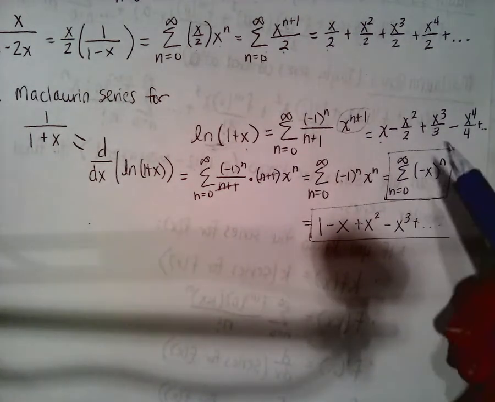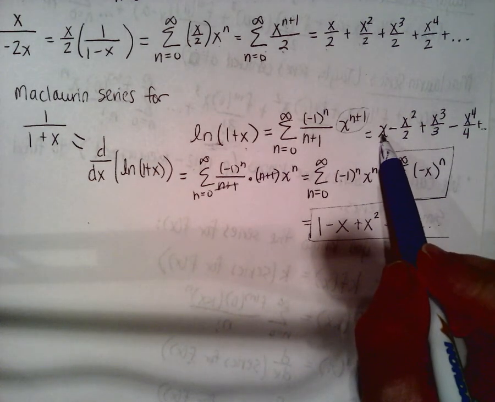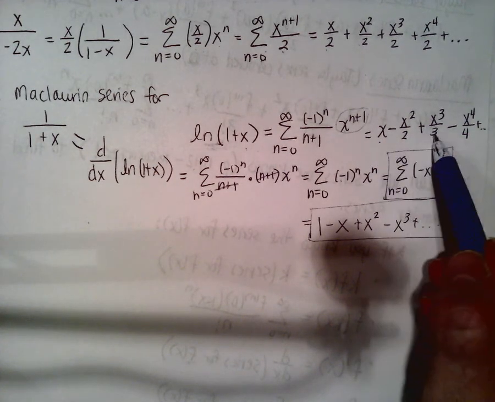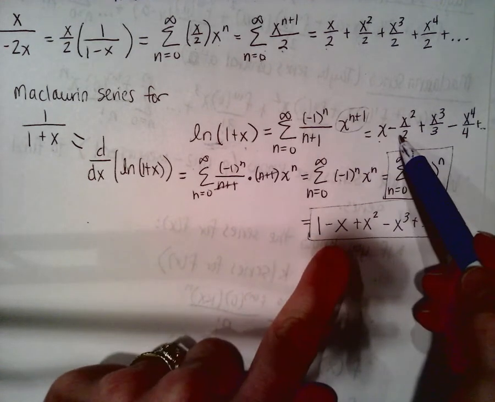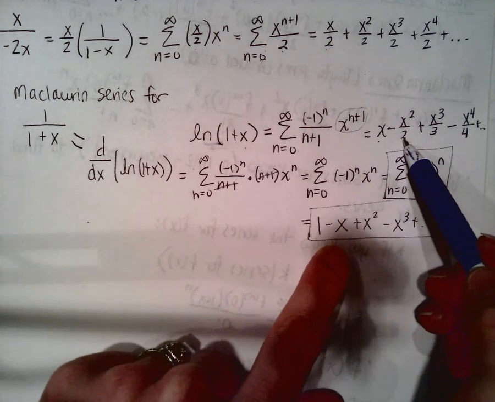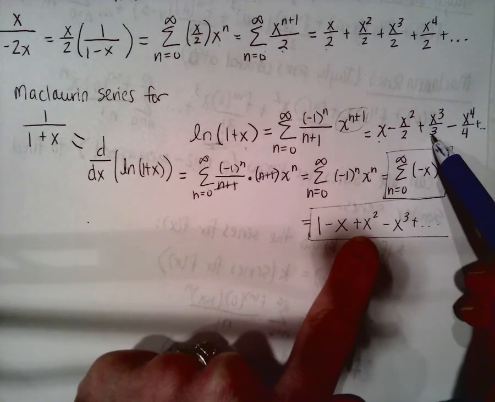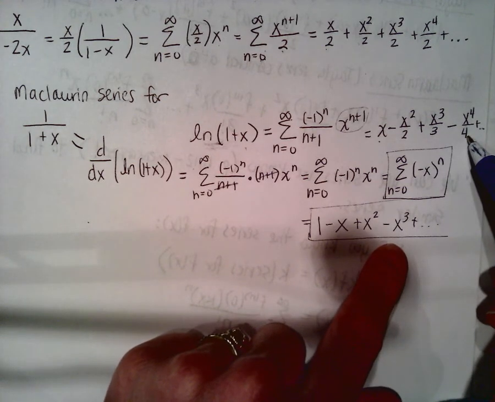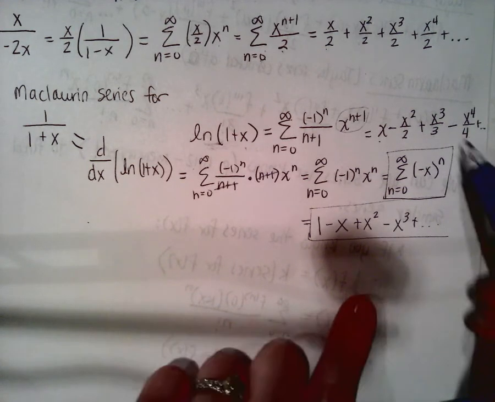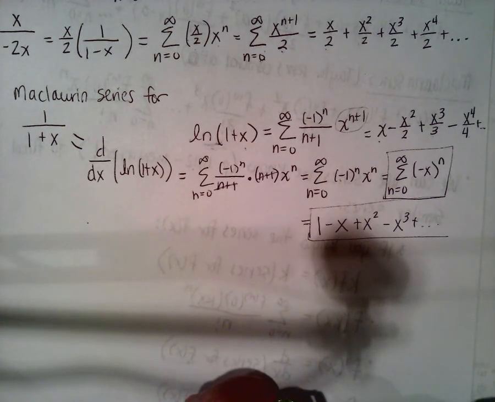So notice that the terms here are also the derivatives of each individual term here. So derivative of x is 1. The derivative of -x squared over 2 is -x. The derivative of x cubed over 3 is x squared. The derivative of -x to the 4th over 4, I'm sorry, is -x to the 3rd. So it works if you take the derivative of each individual term as well.